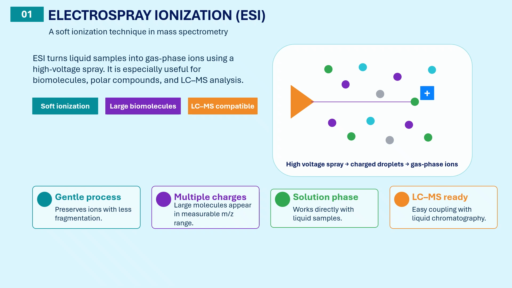In ESI, the sample is usually dissolved in a suitable solvent. This liquid solution is passed through a small capillary or needle. A high voltage is applied to the needle, which creates a fine spray of charged droplets. These charged droplets move toward the mass spectrometer. As the solvent evaporates, the droplets become smaller and smaller. Finally, gas phase ions are produced from the analyte molecules. These ions then enter the mass analyzer for detection.